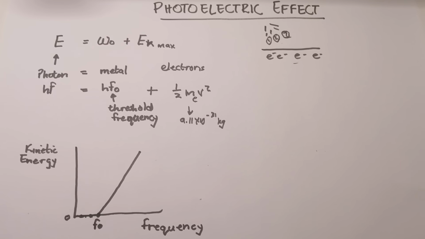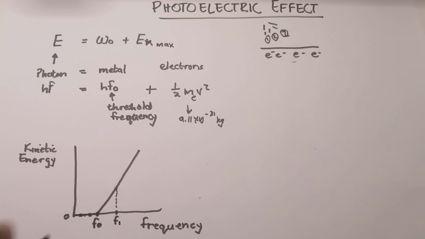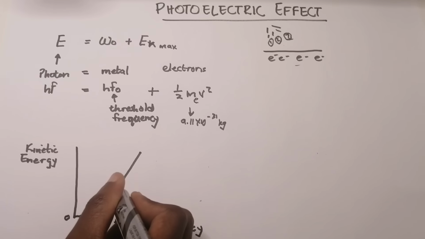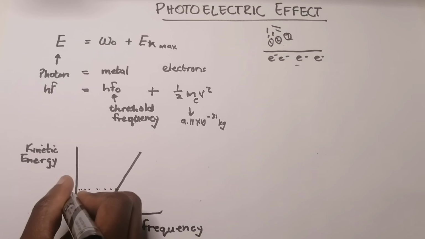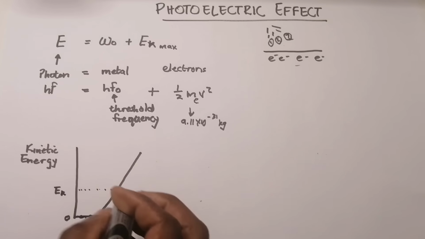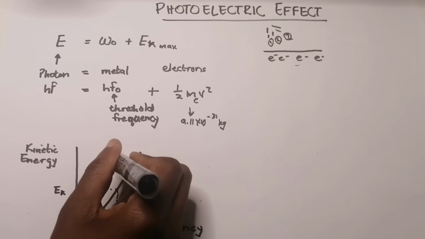And by the way, I'm going to show you also how the gradient also represents Planck's constant. Okay, so now once we pass this value here, the minimum energy required, look at this. This frequency here, let's call it F1 for argument's sake, does actually now begin to cause kinetic energy. So the electrons typically at that point would be moving, and you actually would have the value of the kinetic energy there. And look at this: the higher the frequency, the higher the value of that kinetic energy would be.